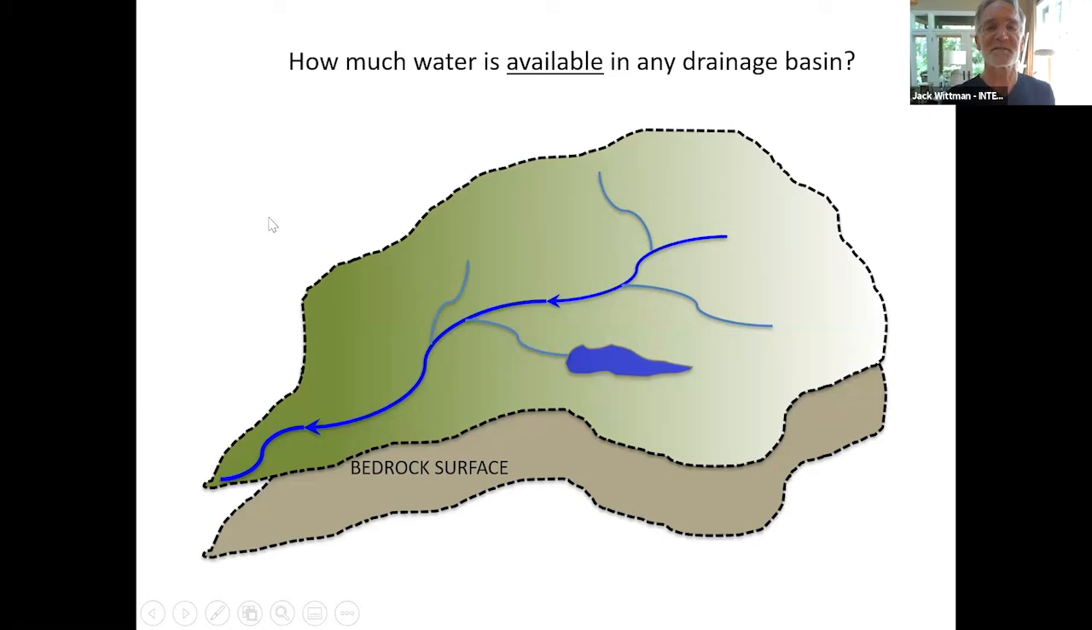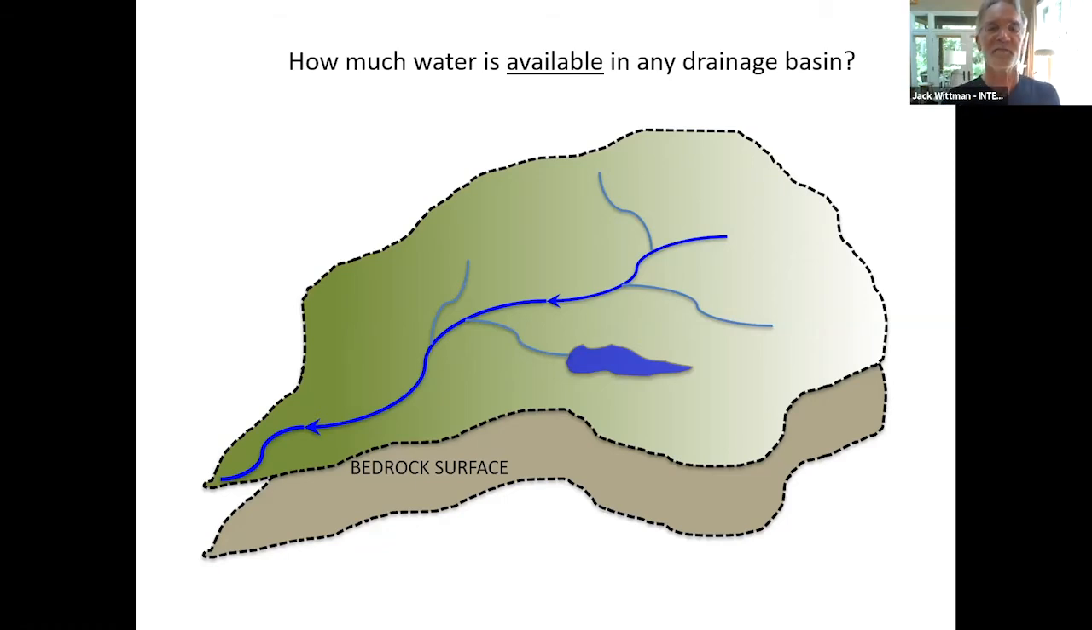So this really tells that story. This basically asks the question: how much water is in any drainage basin? How much is available? I've got a cartoon here that shows the land surface in green, and underneath it, the bedrock surface, which in most parts of the state of Indiana anyway, is not also an aquifer. It's usually pretty much impermeable. So you've got the land surface, and then you have soils before you hit bedrock.